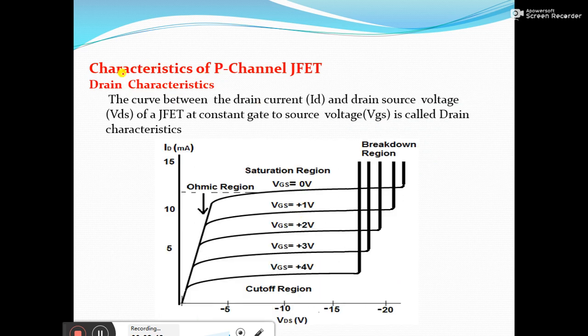Okay. Similarly, if you see the characteristics of the P channel, the same characteristic curves are drawn here. The only difference is that the VGS value is considered to be positive. In case of N channel, these values were taken negative, and here these are taken positive. Rest all will be the same. Here also there are 4 regions of operation: ohmic region, saturation region, breakdown region, as well as cutoff region. Only the VGS value is assumed to be positive.